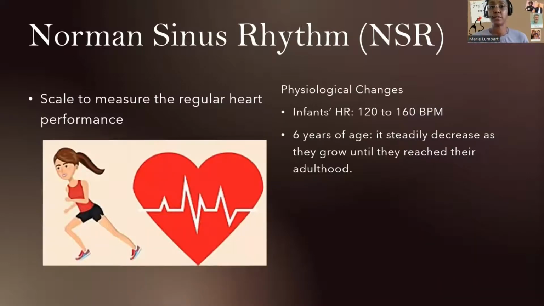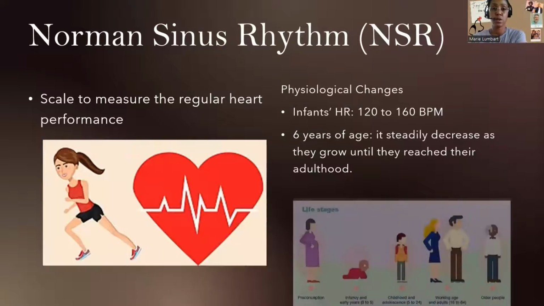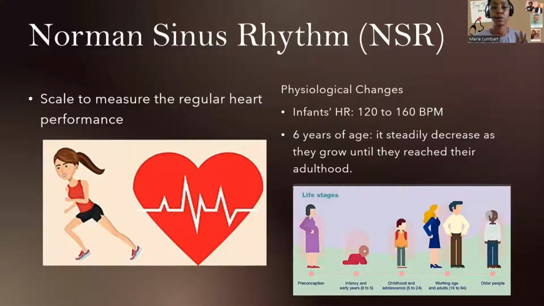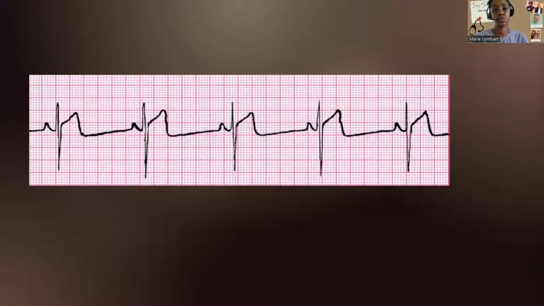Also note there are some physiological changes in heart rate. As an infant, your heart rate could range from 120 to 160, and as you get older, the heart rate starts decreasing. So just keep in mind there are various circumstances where that heart rate would not fall between that 60 and 100 range. Okay, so here's our next rhythm.